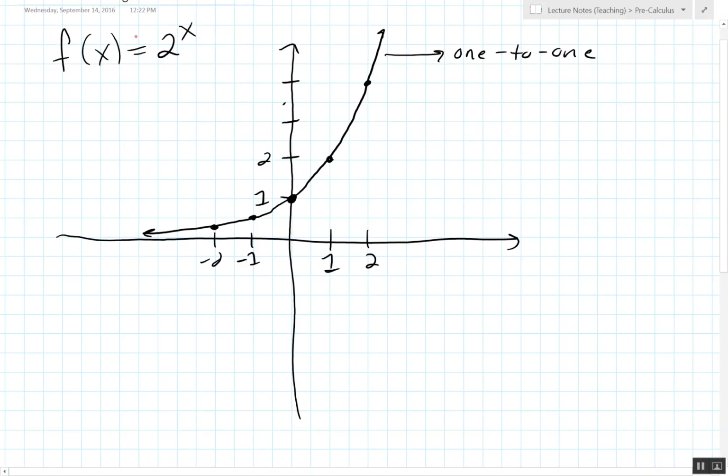So let's draw the line y equals x here. So here's y equals x. Remember that the graph is supposed to be reflected about this line y equals x. But what does that really mean? Well, think about it in terms of coordinates. That means that just the x and y coordinates switch positions.